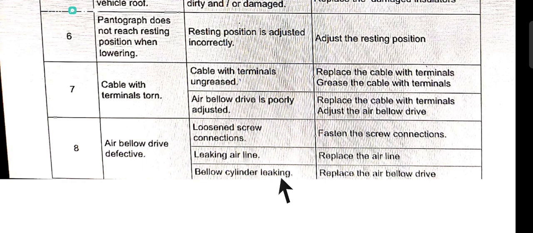Air bellow drive is connected with pneumatic pipes. If there is any leak in the pneumatic pipes, we can provide insulation, we can put tape over that hole in order to prevent air leaking. But if there is any leakage seen in the air bellow drive, then this rectification cannot work. Simply we need to replace that air bellow drive.